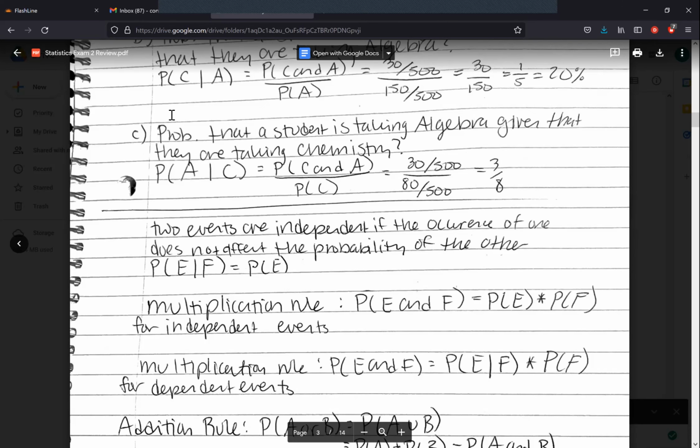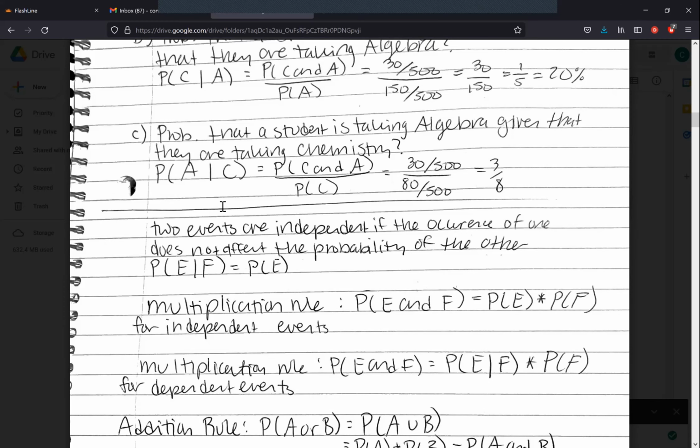And next, what is the probability that a student is taking algebra given that they are taking chemistry? So this is just where you flip the probabilities. So it's again the probability of a student taking chemistry and algebra divided by the probability of a student taking chemistry. So we have 30 over 500, all divided by 80 over 500, which is 3/8.